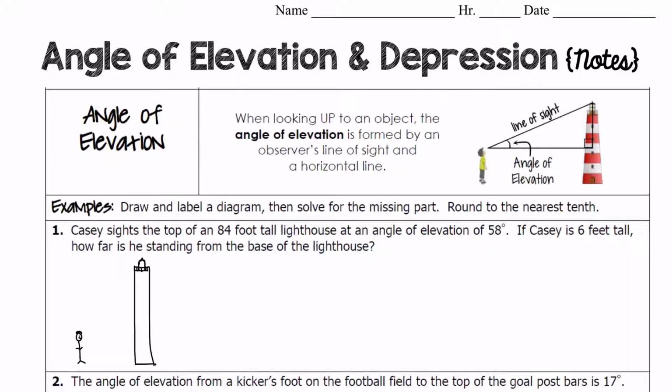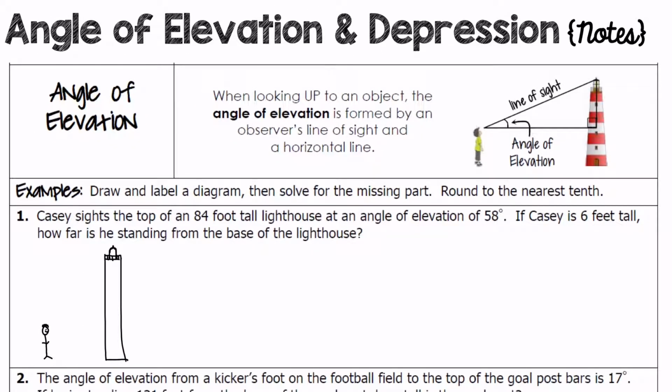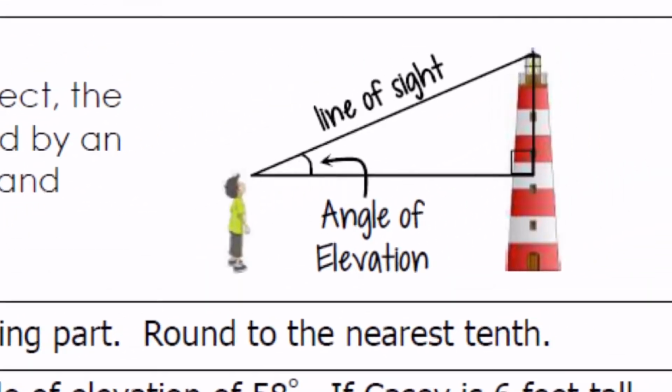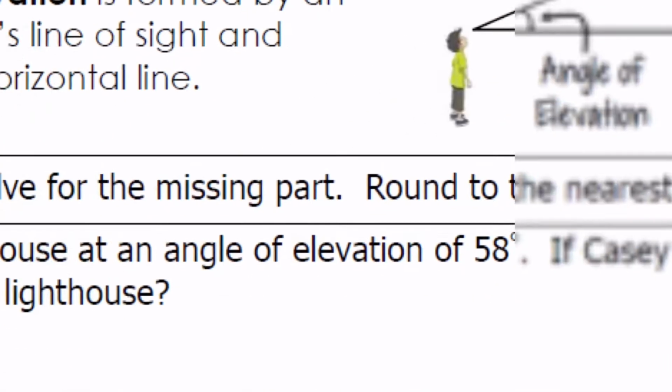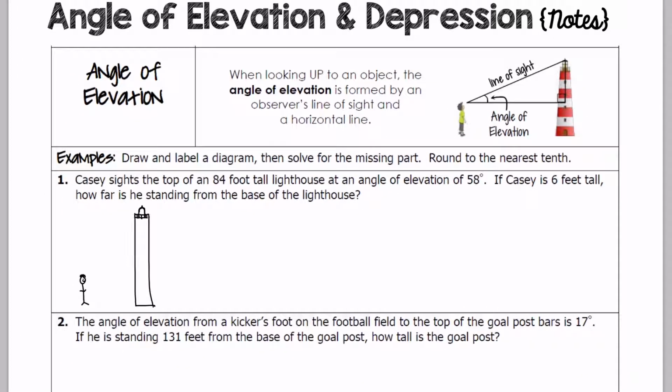This is called angle of elevation and depression. We have what we call an angle of elevation, and that's when we're looking up at an object. The angle of elevation is formed from an observer's line of sight and a horizontal line. So if you look at the diagram here, if this little guy is looking up at this lighthouse, the angle formed from a line connecting him horizontally to the lighthouse is the angle of elevation. And so we're going to use this guy in example 1.